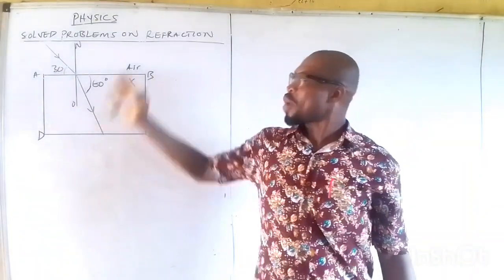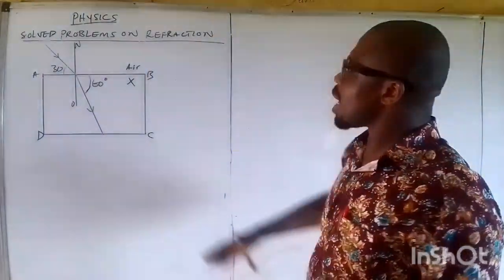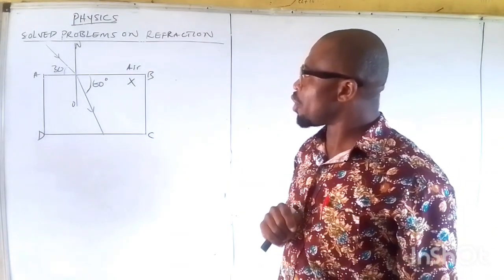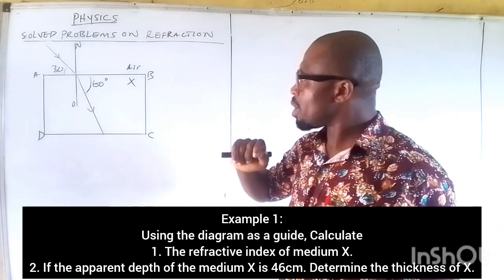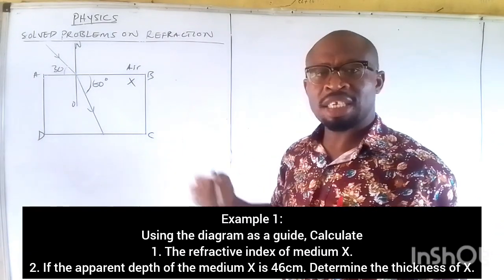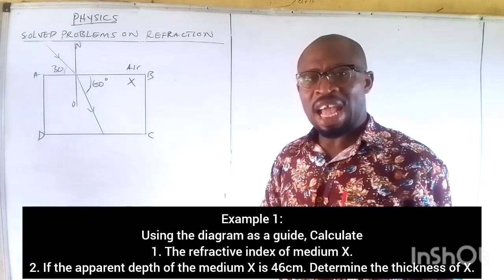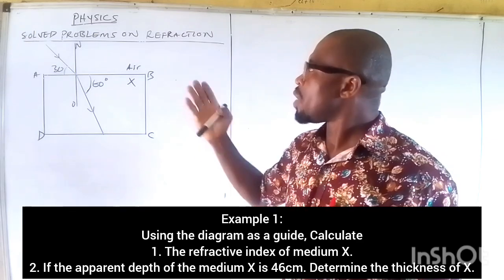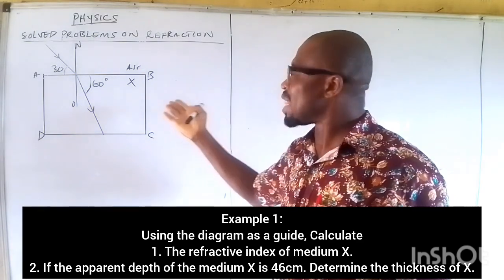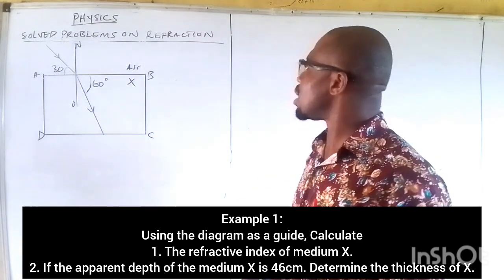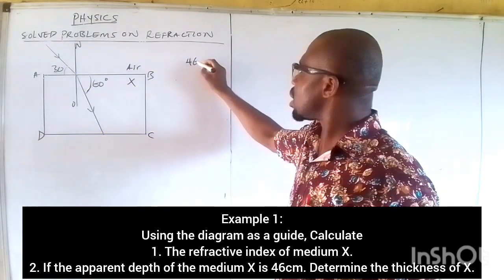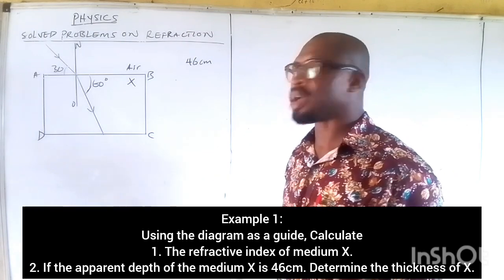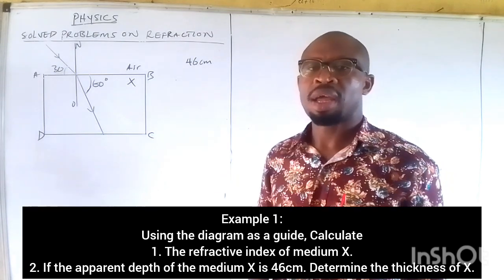Thanks for joining me. We have some problems to solve. Now, the first problem we have on the board is from this diagram. The question says, given the diagram, calculate the refractive index of figure X. That is the first question. Second question, if the apparent depth of X is 46 cm, calculate the thickness of X.